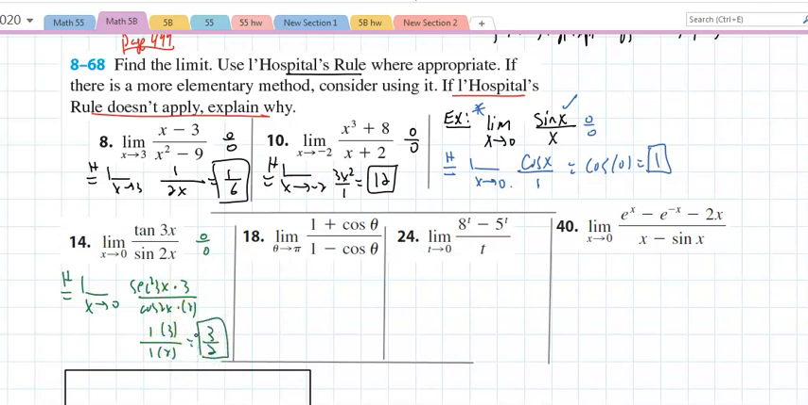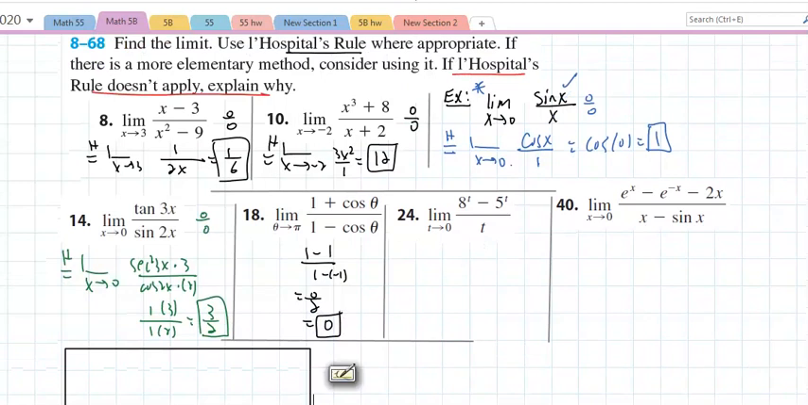No need to go with as we did back in section 3.4 and do all of these manipulations. Throw a pi in there, what do you get? Well, I'll get 1 minus 1 over 1 minus a negative 1. I'll get 0 over 2, which is 0. If you use L'Hopital on number 18, and 18 was on the test, I'll give you a 0 for that problem. If you use L'Hopital when it doesn't apply, that's why I insist on you showing me this.